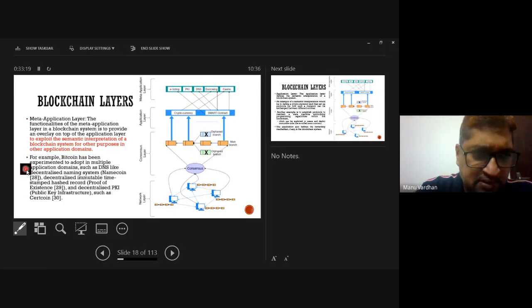For example, it has been experimented with in multiple application domains such as decentralized naming systems like Namecoin, decentralized immutable time-stamped hashed records, proof of existence, and decentralized PKI such as Bitcoin. So these are a few cryptocurrencies which make use of these domains, and these are a few domains which we have discussed here, and there are many other domains which also exist.